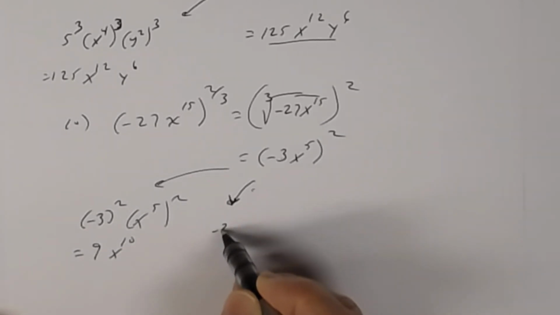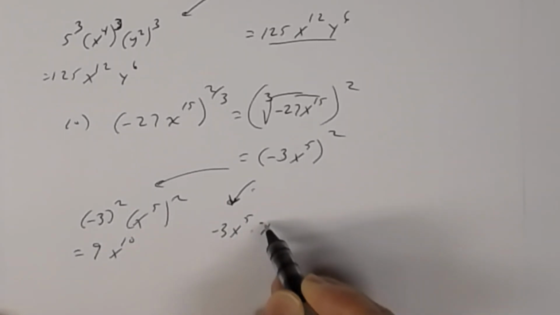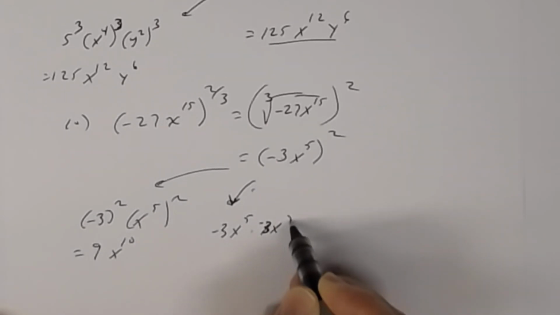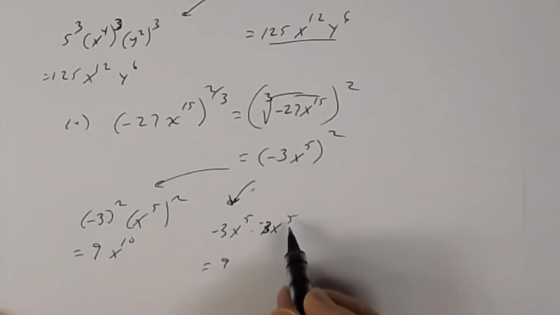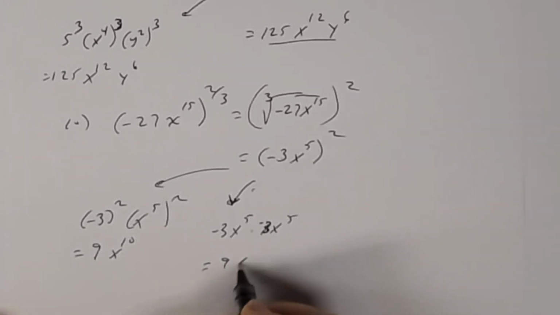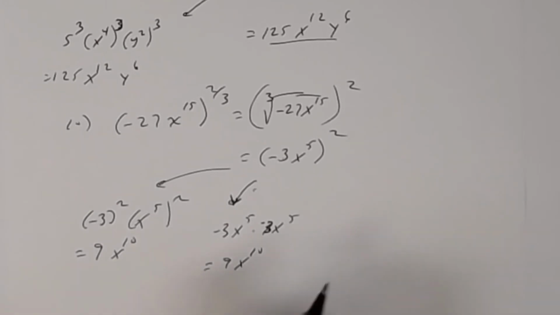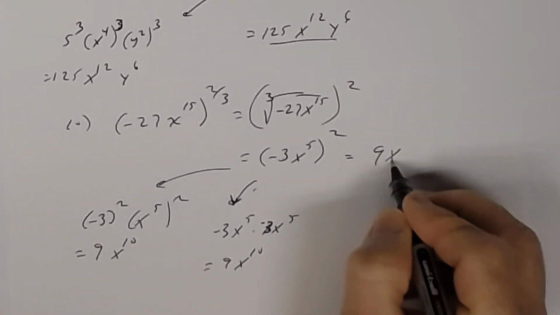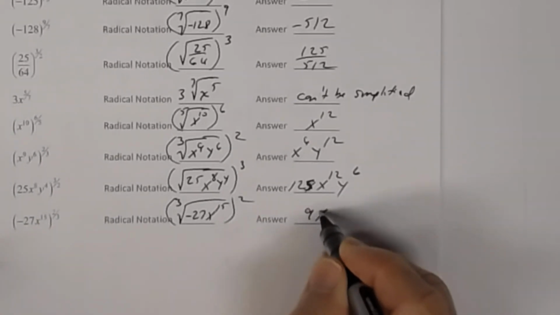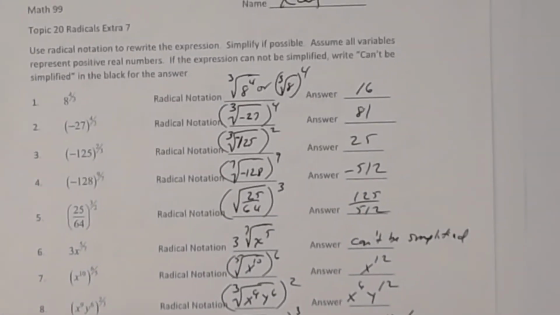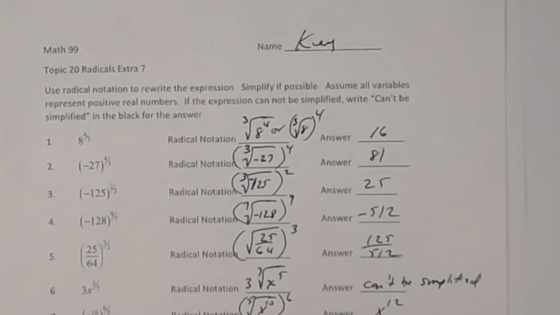Well, that's negative 3x to the 5th times itself, right? Negative 3x to the 5th. Well, negative 3 times negative 3 is 9. X to the 5th times x to the 5th: remember, you multiply like bases, you add exponents. 5 plus 5 is 10. So you get the same answer. All right, so the answer is 9x to the 10th. So 9x to the 10th goes here. Okay, so that is the key to this worksheet.